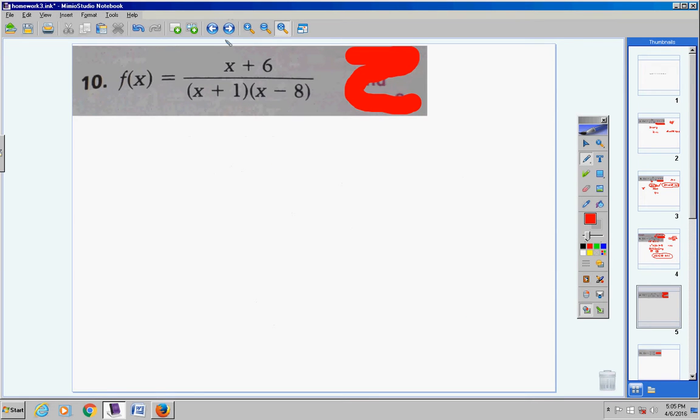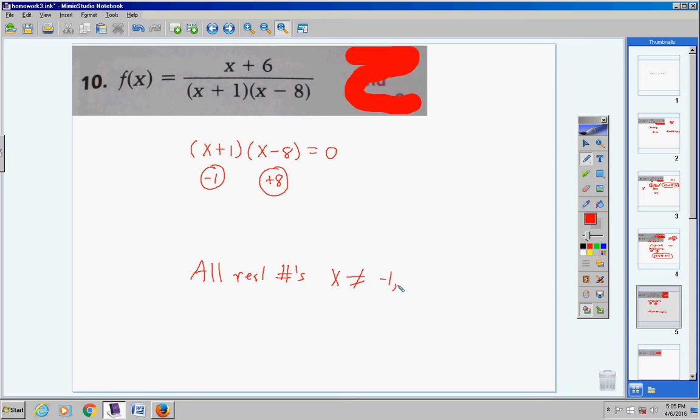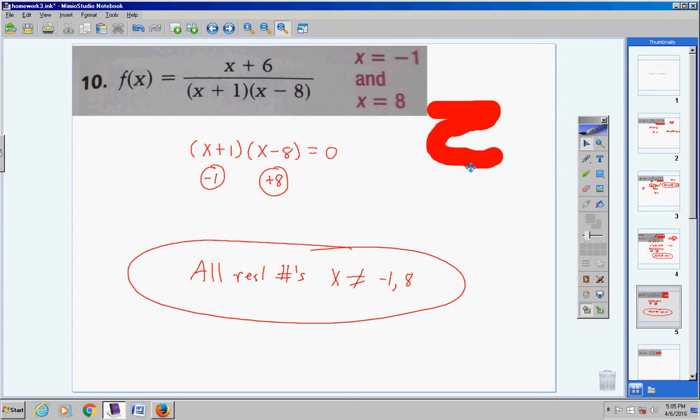Alright, number 10. Okay, let's take the denominator, set it equal to 0, and solve. This one's going to be really easy. My goodness, it's already factored for us. Look at that. Take this group, set it equal to 0, and solve, and you get this. Take this group, set it equal to 0, and solve, you get this. So x is all real numbers such that x does not equal negative 1 and 8. There is your domain, all real numbers, so that x does not equal negative 1 and negative 8.